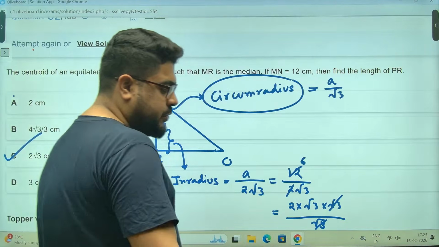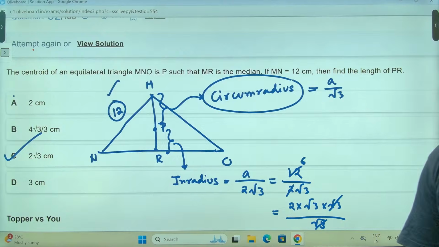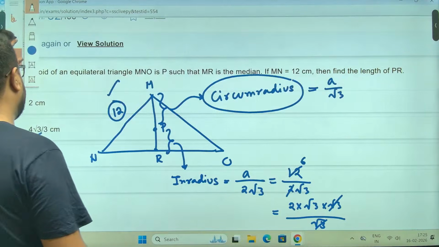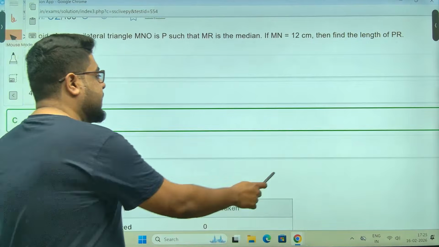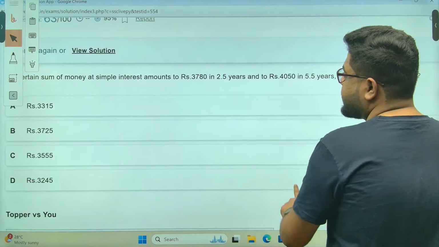Option number C, sir. A couple of lines again. Again, you need this information. You need to retain this information in order to solve this in 10 seconds.